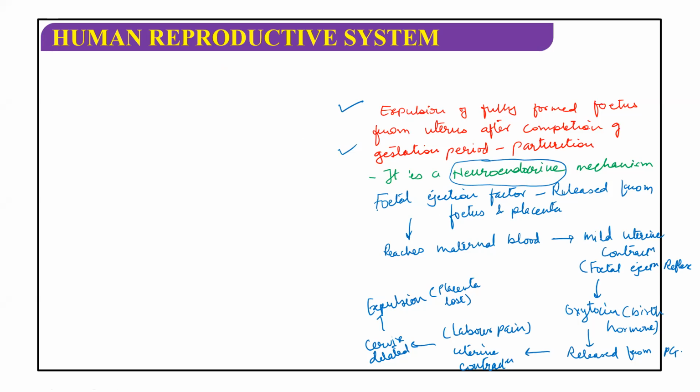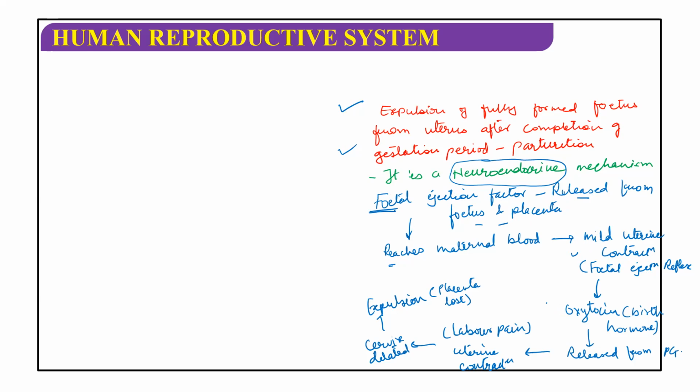In parturition, first there is a fetal ejection factor which is released from the fetus and placenta. Remember this: fetal ejection factor is released from the fetus and placenta. This fetal ejection factor reaches the maternal blood and there is a mild uterine contraction. This mild uterine contraction, which is because of the fetal ejection factor, is called the fetal ejection reflex.